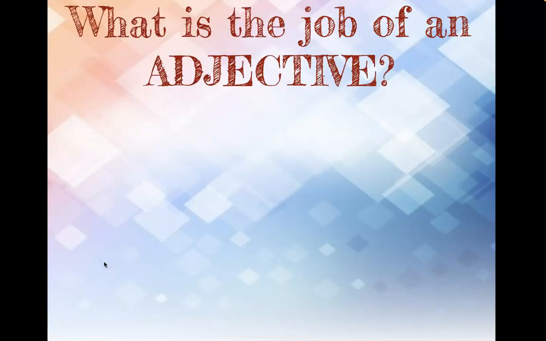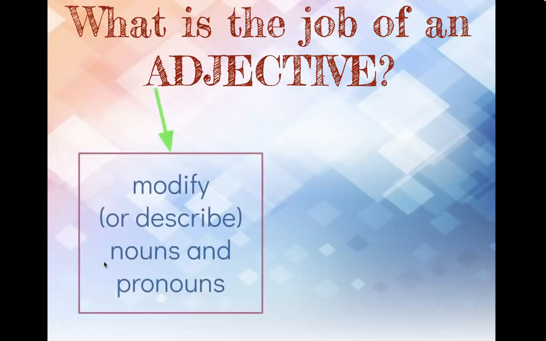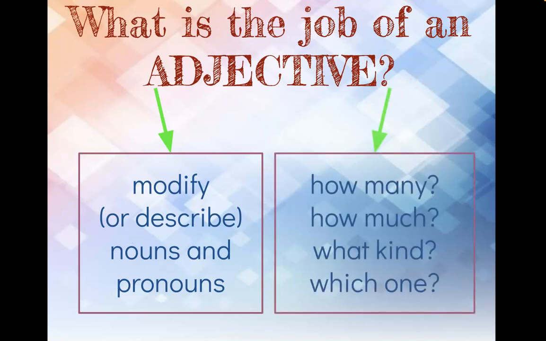So what's the job of an adjective? An adjective modifies or describes nouns and pronouns. We've been doing that a little bit in class. I usually draw an arrow that shows what the adjective is modifying or describing and focusing on that idea that they really describe nouns. And they answer the question, how many, how much, what kind, which one. So sometimes numbers and size and shapes and colors are used as describing words.